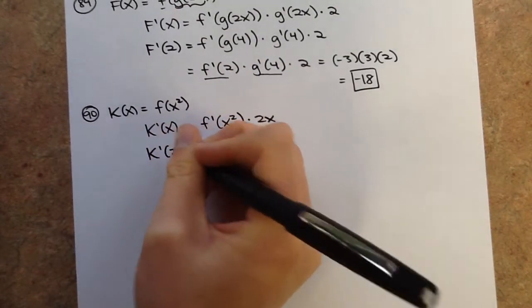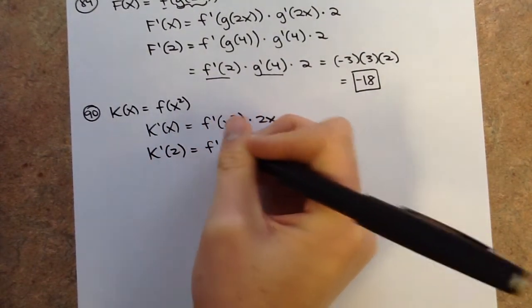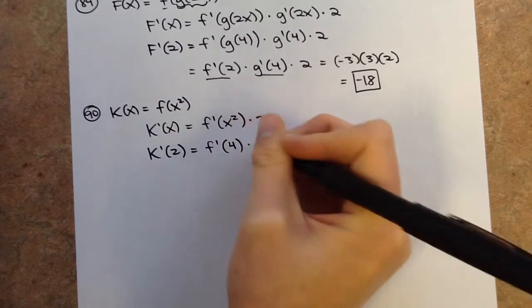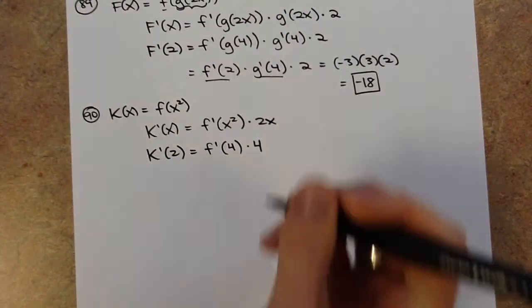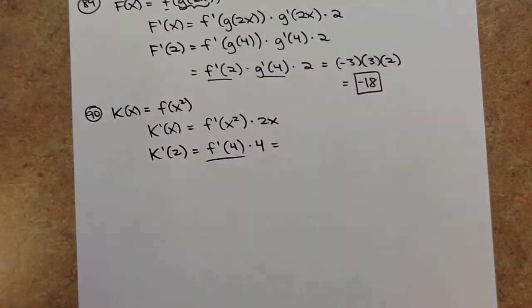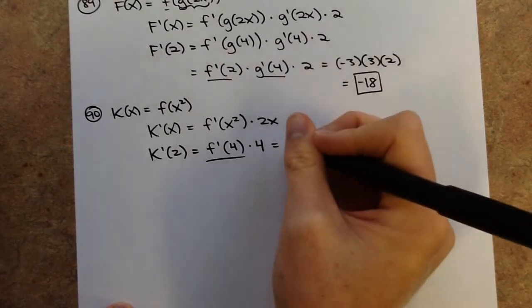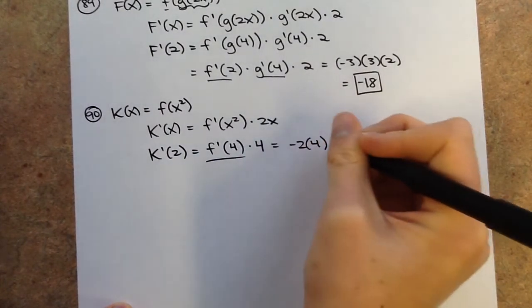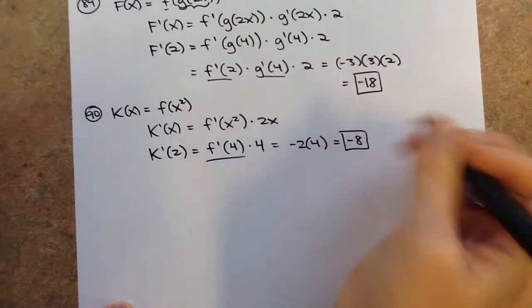Okay, so now I want to know the derivative at 2. So everywhere I have an x, I plug in a 2. That's what I'm looking at. So finally I'm going to pull this value off the table. F prime of 4 is a negative 2. And then times 4, that gives me a negative 8.